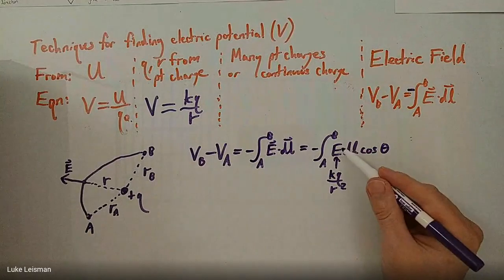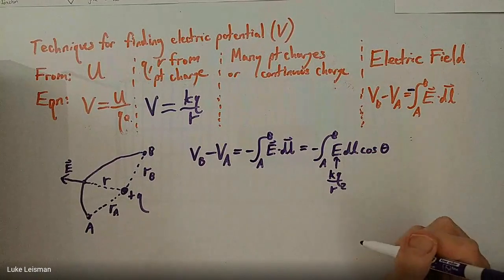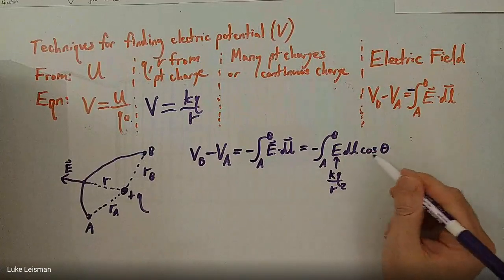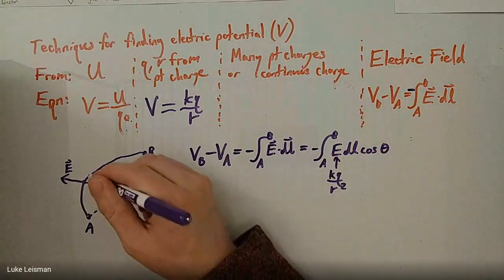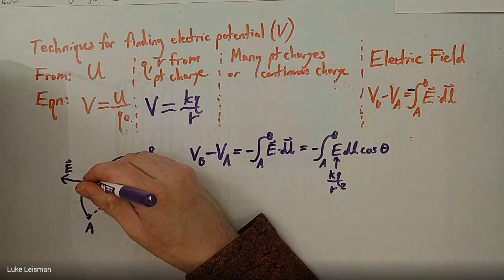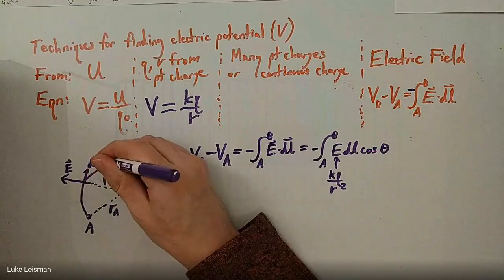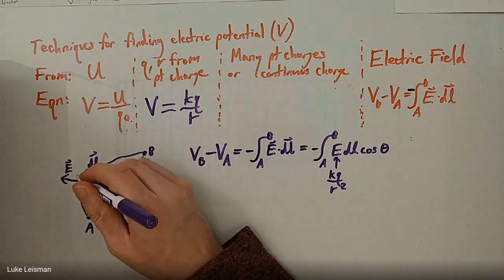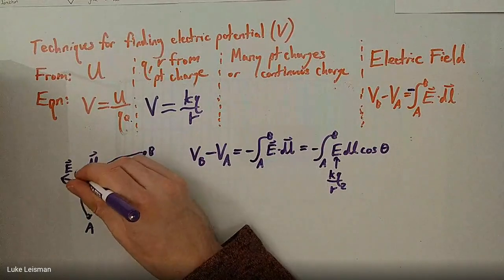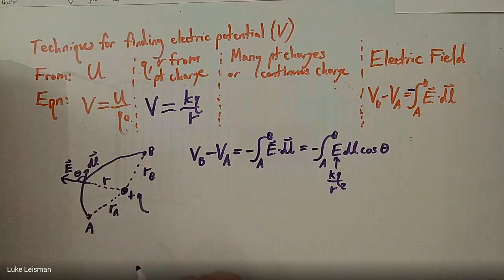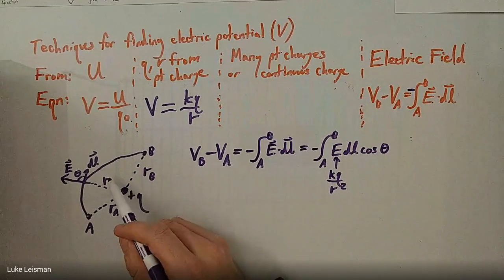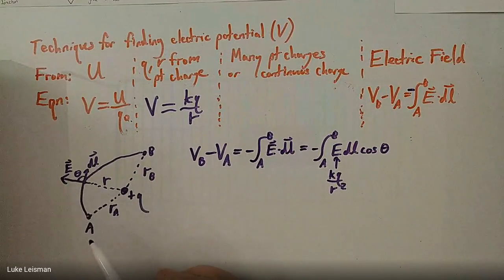So that's good. We can replace the E with something with Q's and R's in it. But what about this dl cosine theta? Well, let's think about that a little bit. So what is dl? dl is my little step along this path, right? That's dl, my step along the path. And theta is the angle between E and dl, right? But how do I write that in terms of r, in terms of the distance that I am away from that positive point charge?